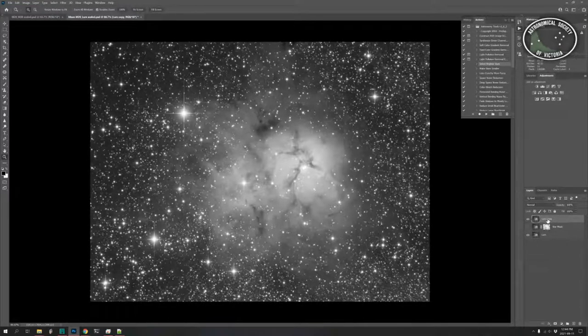Now, here's the second copy I made of the loom stack. I'm going to run an action on that called local contrast enhancement.